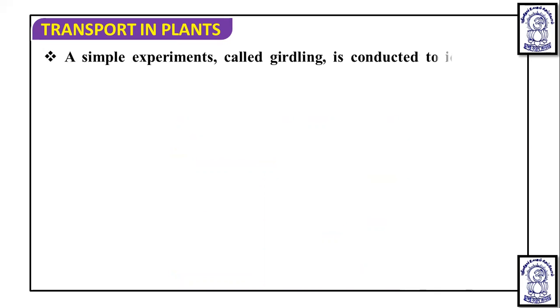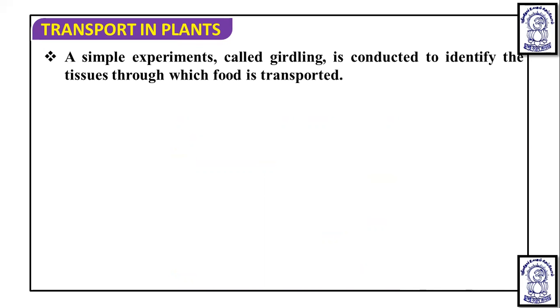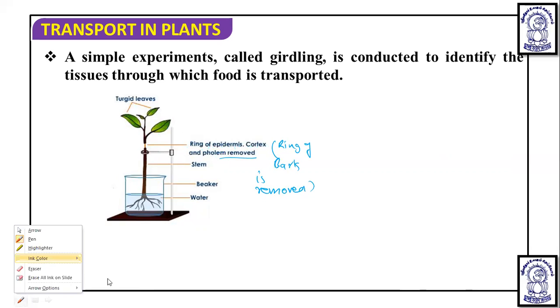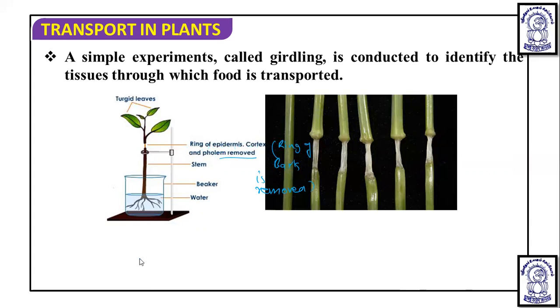So a simple experiment called girdling is conducted to identify the tissue through which the food is transported. Initially, it was not known through which tissue this food is transported. So to prove that the phloem carries out food transport, one important experiment was carried out, known as girdling. Now in girdling, what is done? First, one particular plant is taken, and a ring of epidermis, cortex, and phloem is removed. Means a ring of bark is removed in a circular pattern. So when a ring of bark is removed in a circular pattern, that is known as girdling.